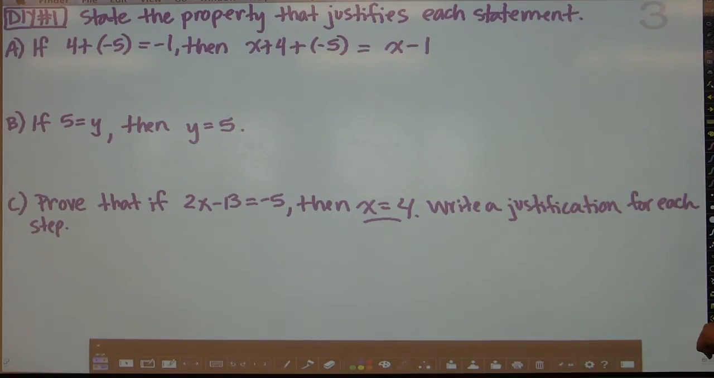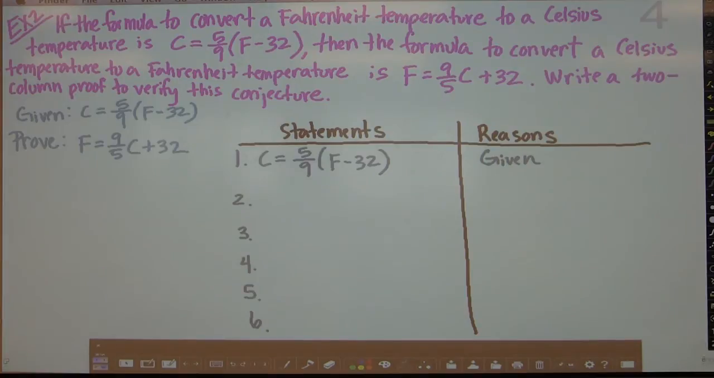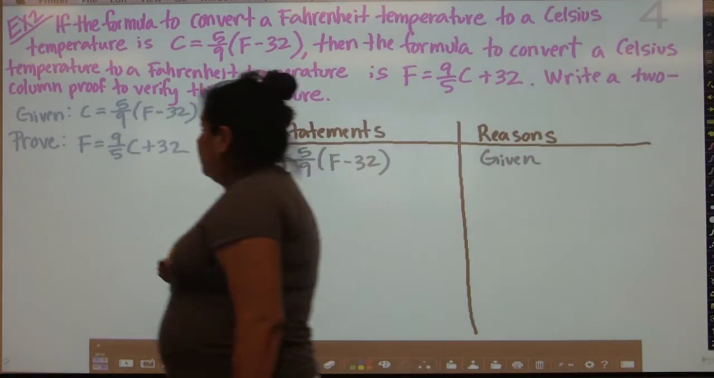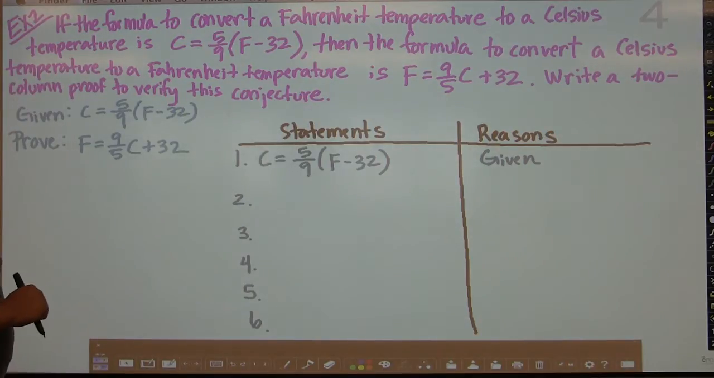Okay? So now we go to example 2, and now you can actually see the formal proof type process. It's going to be a lot like what we just did, but now we have a T-table where it says statements and reasons. Let's read what it tells us here. It says, if the formula to convert a Fahrenheit temperature to a Celsius temperature is C equals 5/9 multiplied by F minus 32, then the formula to convert a Celsius temperature to a Fahrenheit temperature is F equals 9/5 C plus 32. And a lot of you have probably already seen these formulas before for converting between Fahrenheit and Celsius.